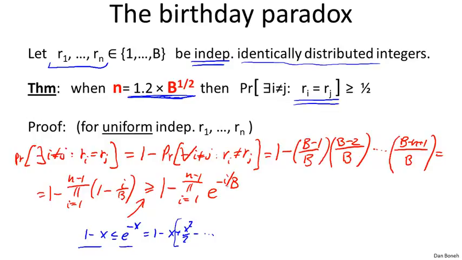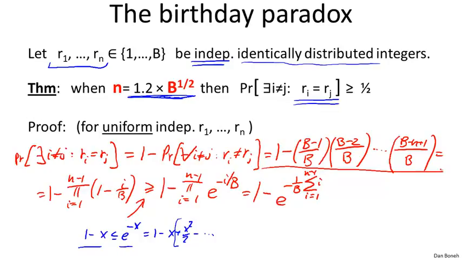Now the nice thing about exponentials is that when we multiply them, the exponents add. As a result, this is simply equal to 1 minus e to the power of, let me take the 1 over b out of the parentheses, the sum of i goes from 1 to n minus 1 of i.